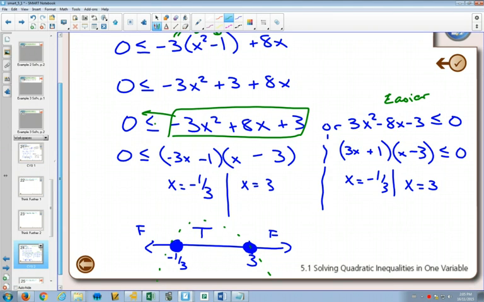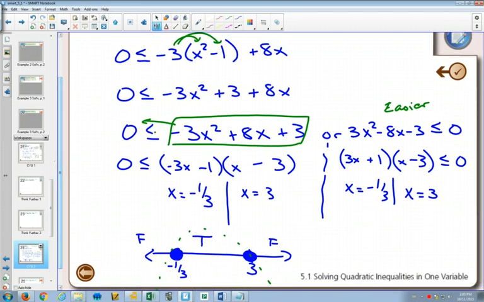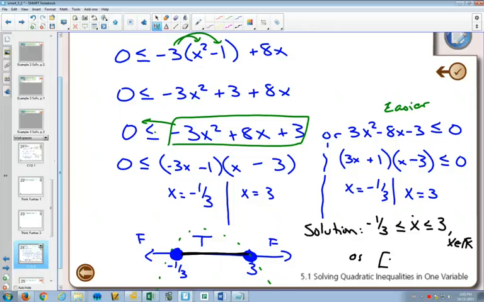So now that we've got our number line there, and we know that our solution is here, between those two values, we could write our solution. X is between negative 1/3 and 3. Or in interval notation, you'd use square brackets because those values are included. And there's our solution. Of course, you would only have to write one of those. You wouldn't have to write both.